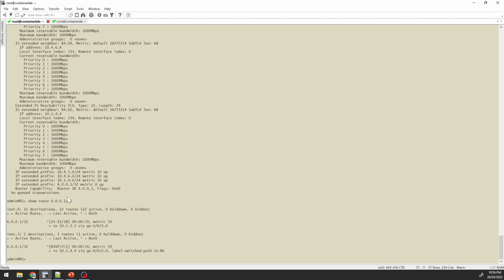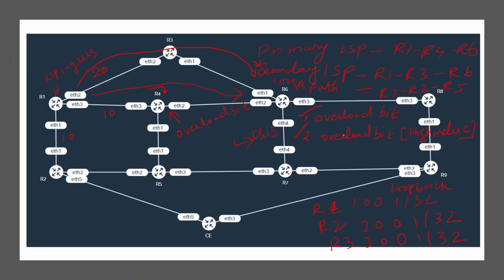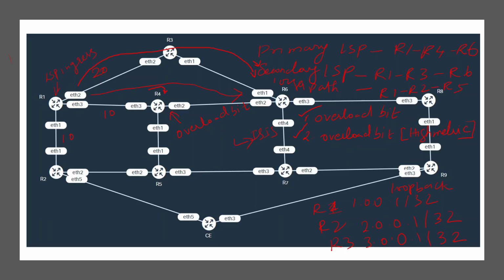Now what happened to the IGP table is, because we are setting the highest metric, the IGP table is now pointing to router three. As per the topology, let me quickly pick a pen. So what happened is now the IGP goes via R3. Okay, let's quickly check the LSP now.